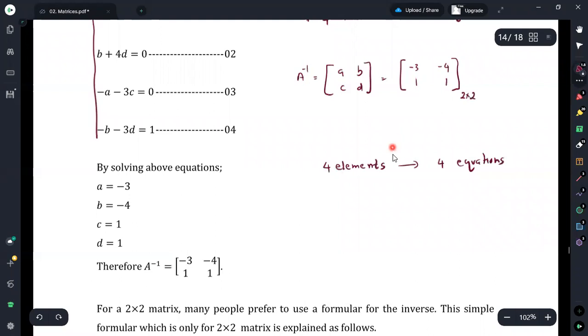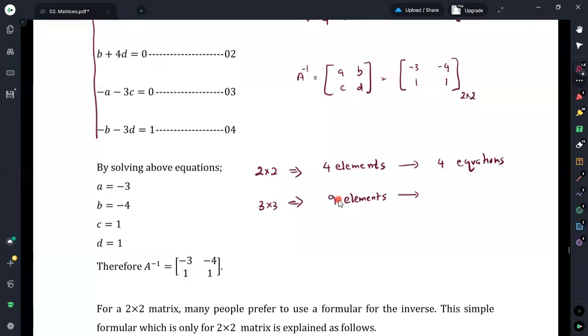But if you try to do it for a 3 by 3 matrix, since this is a 2 by 2 matrix, we had four elements. But if you have a 3 by 3 matrix, then there should be altogether 9 elements. It means that there are 9 unknown constants. To obtain the values for these 9 elements, we need to use 9 equations. But this calculation would be much more lengthy.